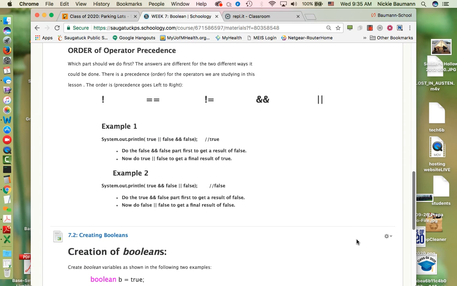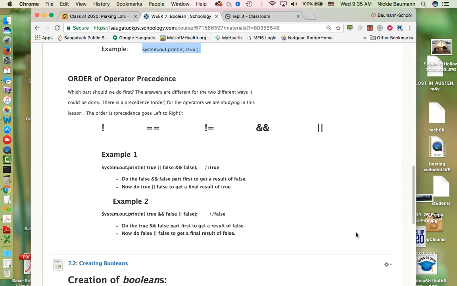Okay, so let's go back down here. Let's talk about order of operation in terms of precedence. Precedent means what takes priority or what comes first. So in here, this is something you're going to write in your notes. It takes priority by going left to right. So the first priority is going to be the not. The second one is going to be the equals. The third one is going to be the not equals. The fourth one is going to be the ampersand or and then it's going to be the or.